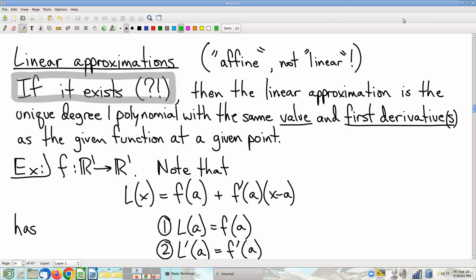Okay, so we're recording. Alrighty, so here's where we were last time. We were talking about linear approximations.